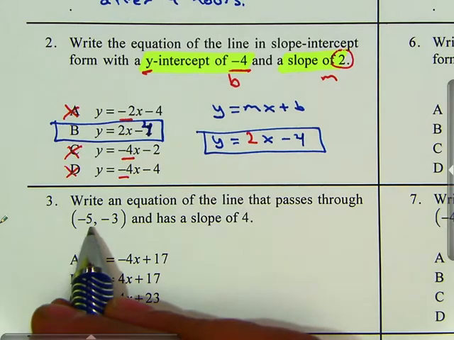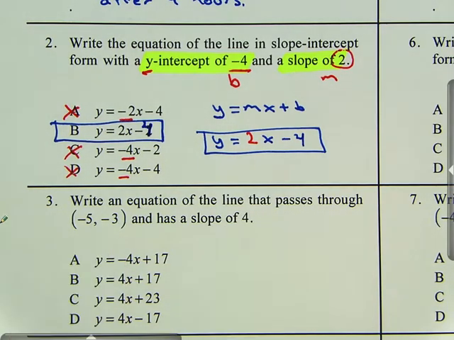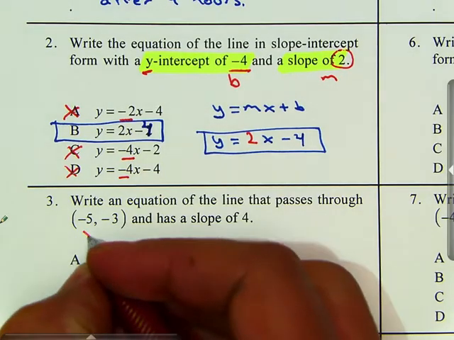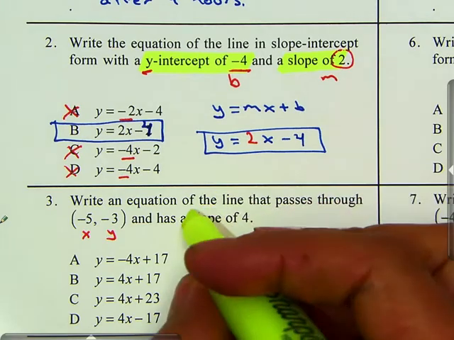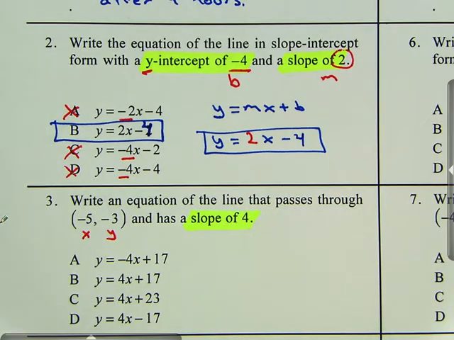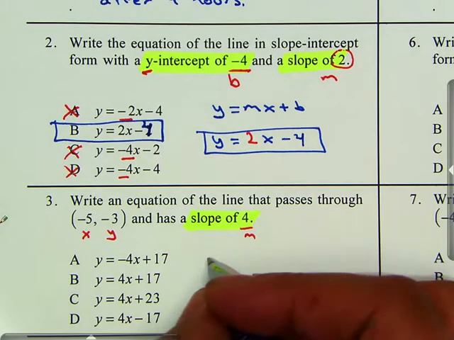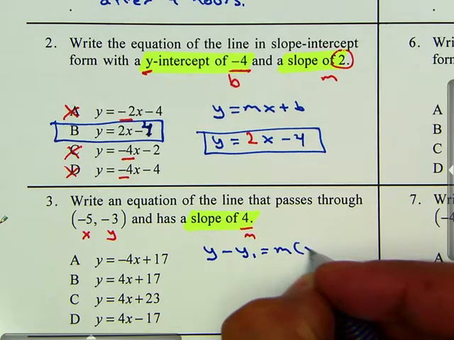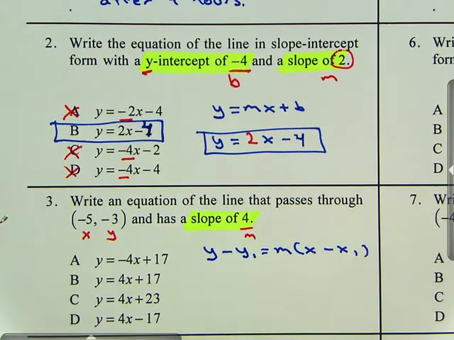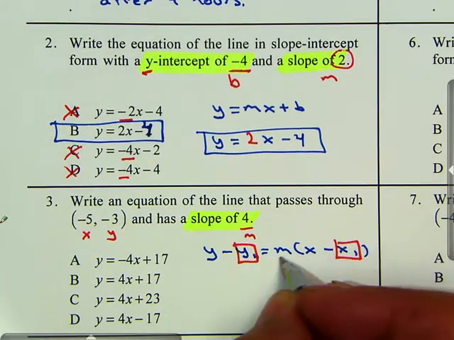On problem number 3, it says write the equation of a line that passes through a point. They give you a point where this is your x and that is your y. And they also tell you that the slope is 4. Whenever they give a point, we have to use the point slope form. It will be y minus y1 equals m times x minus x1. And I'm plugging in the information: my y value, my x value, and my slope.